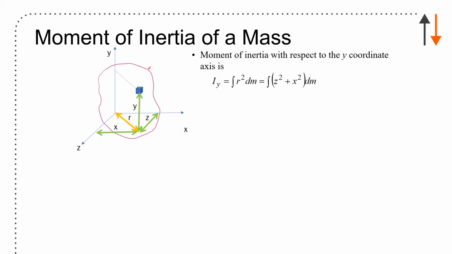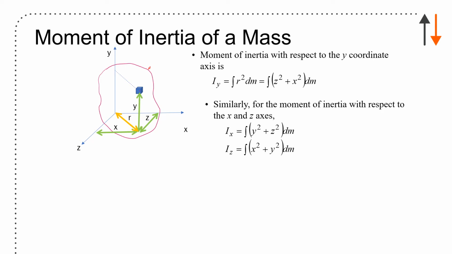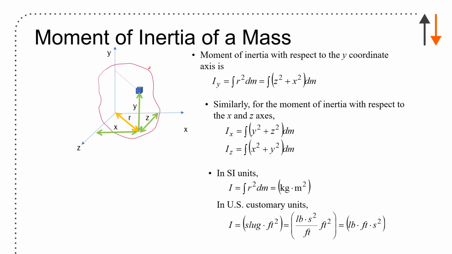So if I'm looking at the integration about y, the perpendicular distance of this body is going to be r squared dm, or z squared plus x squared dm. And for the other two, it's going to be y squared plus z squared, or x squared plus y squared. And then you integrate over all of those distances. And you can see immediately, and this is something that's been emphasized in the lectures, that moment of inertia is not a constant value. It depends on your axes. It depends on your location. So in all likelihood, Iy, Ix, Iz are all going to be different depending upon the case you're looking at.